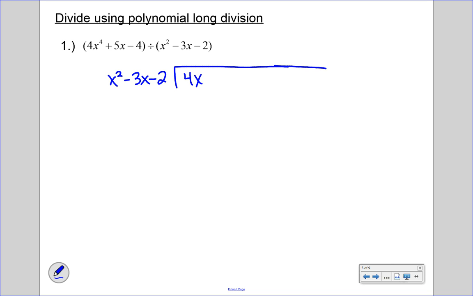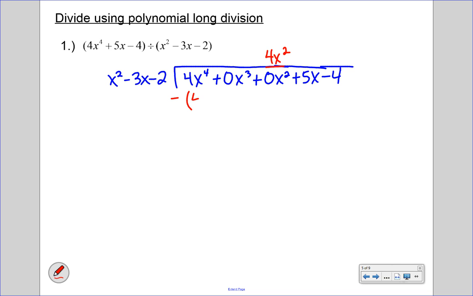But we don't have a cube, so we do plus 0x cubed plus 0x squared plus 5x minus 4. So we had to have a few placeholders for the cubed and the squared. Since we're dividing by a trinomial, we start on the third term. What do we multiply x squared by to get 4x to the fourth? 4x squared.